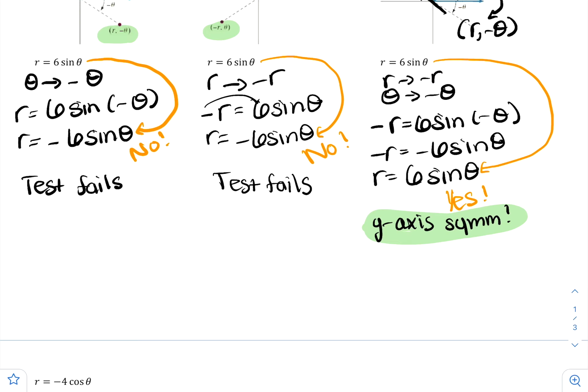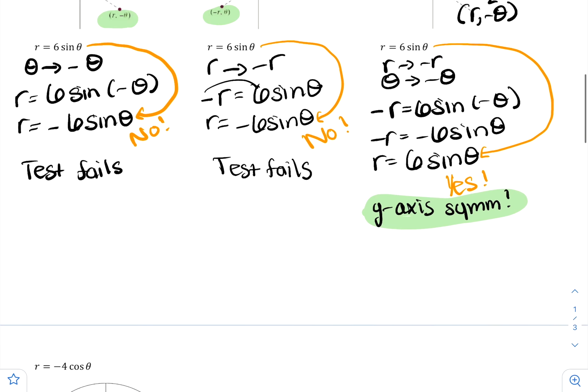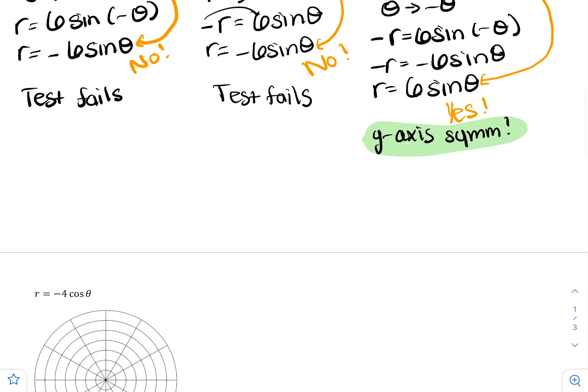Now, I'm going to let you use a little bit of a trick in this class that I'm okay with you using when you're graphing for time purposes, which is that if the equation has sine in it, it's going to have y-axis symmetry. And if the equation has cosine in it, it's going to have x-axis symmetry.